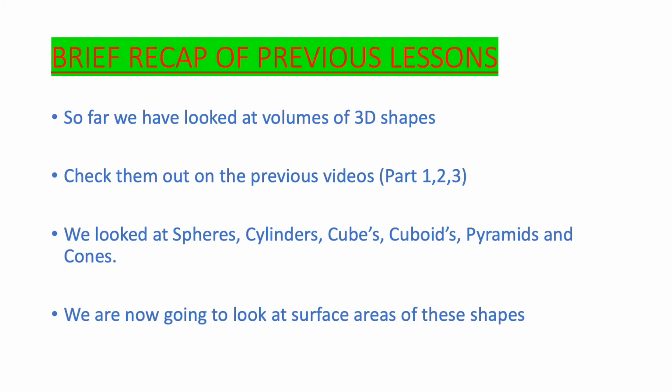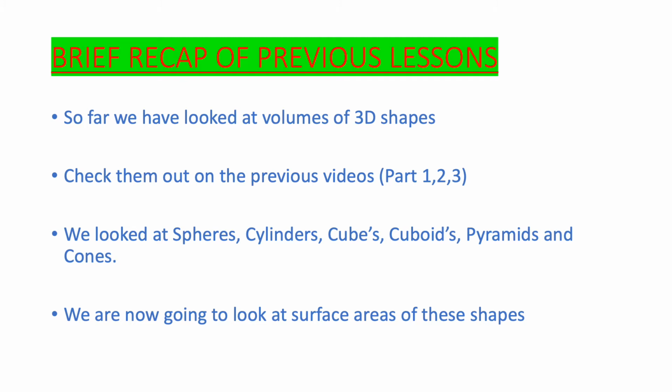Right guys, so a recap of the previous lessons. In part 1, part 2 and part 3 we were looking at volumes of spheres, cylinders, cubes, cuboids, pyramids and cones. We are now going to look at surface area of these shapes for today's lesson. So go and check out the previous videos for volumes of 3D shapes. They should be time stamped on the previous videos, and also in my GCSE playlist on my channel.